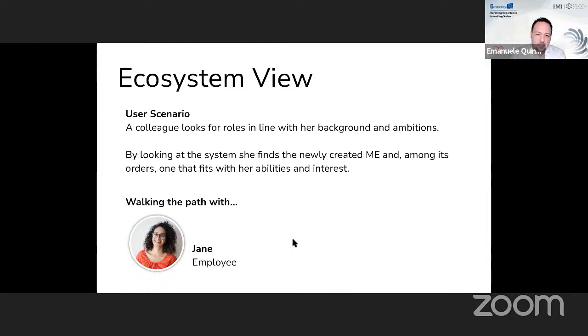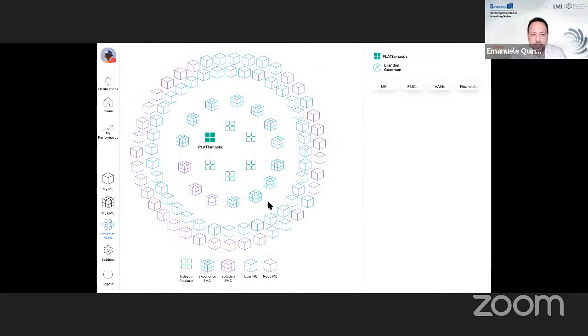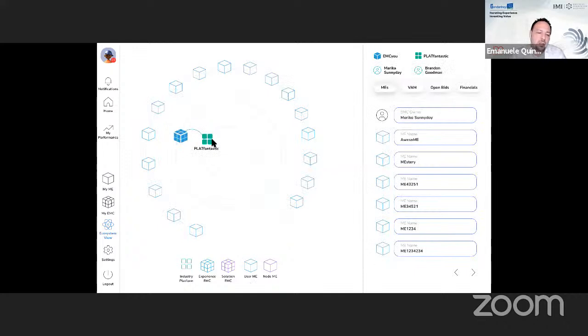So let's say that Jane is a new employee that is looking for work into this space. And given the richness of this ecosystem, we have imagined a way to browse it, to surf it, to visualize the industry platforms that you see here in green. It's just fantastic. But you also have experienced EMCs, you also have solution EMCs, user node MEs, and you can basically explore the system. You can click on a platform and you can see all the EMCs, let's say EMCU within this platform. And you can see also other MEs, Mastery, ASOM ME.